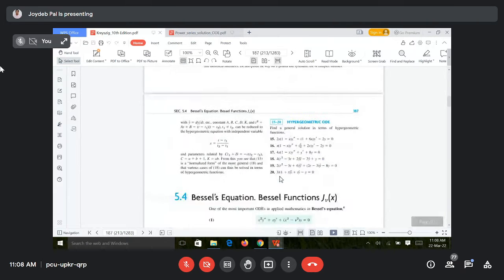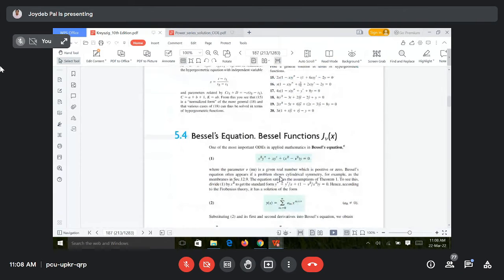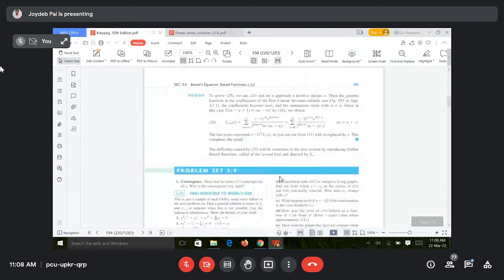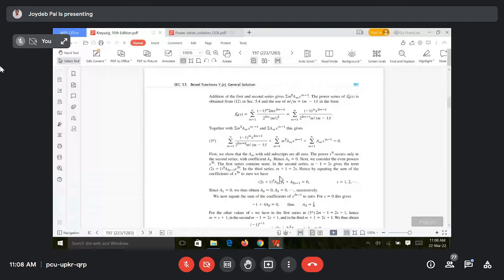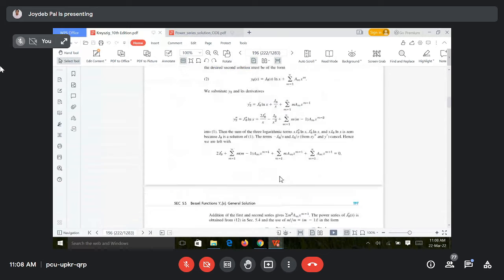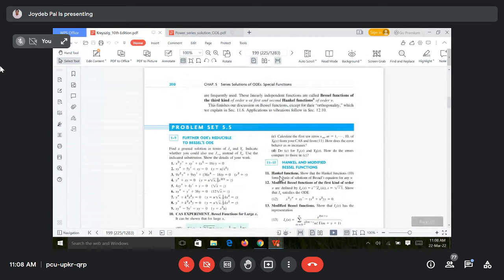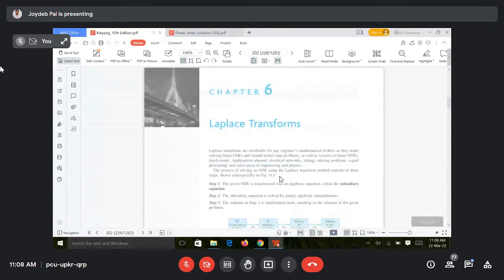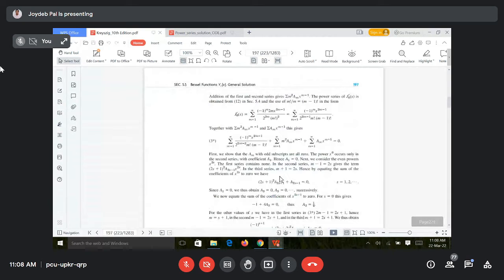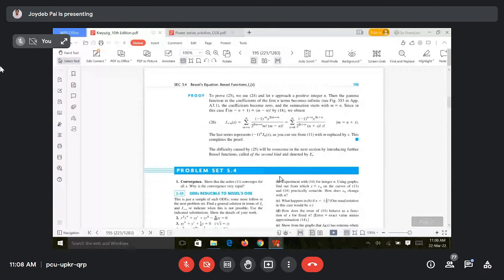So 5.3, then 5.4, Bessel's equation, and I think it is the last section in this chapter. So don't worry, we are at the end of this chapter. It will not take more than 4 classes.